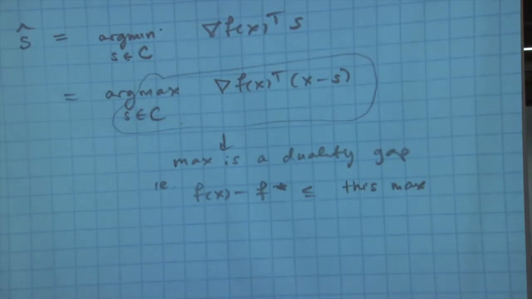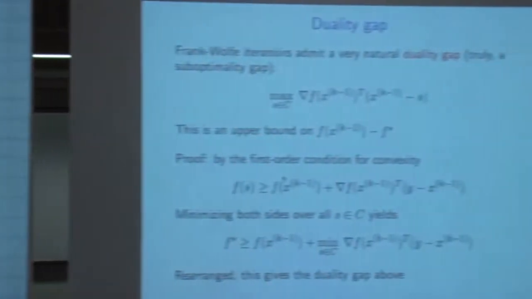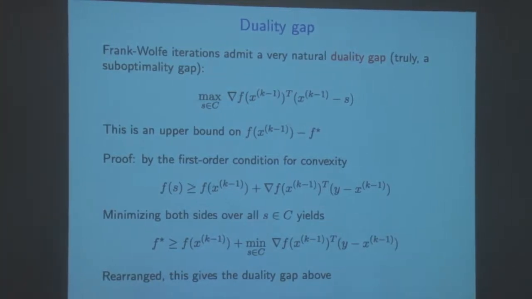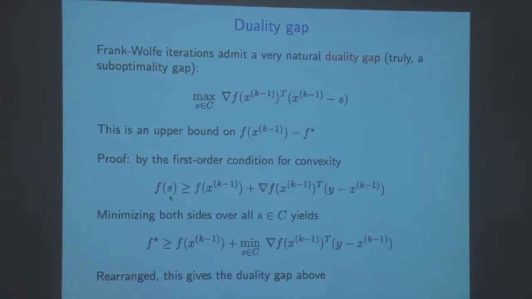So how do we see this? I have the proof on the slides. It's basically 2 lines. Let's just recall the first order condition for convexity: for f to be convex, say at the point x_{k-1}, if I take any other point and look at the value of f at that point and also the value assigned to that point under the linear extrapolation around x_k, then the linear extrapolation is an underestimator for the function. So f of s is bigger than or equal to f of x plus the gradient of f of x transpose (s minus x). I don't know why I have y here. I'm sorry, there's a typo. This should just be an s minus x.